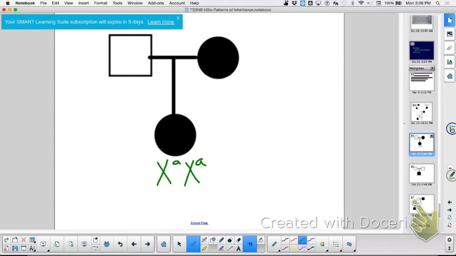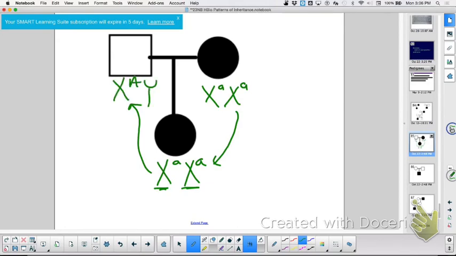Okay? And the mom is what? So we know where one of these comes from. Where would the other one have to come from? Here. Does he have the disease? No. So he's got to be X big A Y. So could this happen? No. Could this have happened if she were a he?